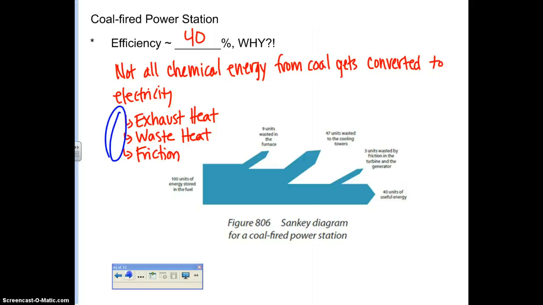So once again, here's a nice Sankey diagram. You would start off with 100 units of energy stored in the fuel. So this is like everything at this area. And then you can see how everything chunks off. And once again, the wider, the more energy. The thinner, the less energy.